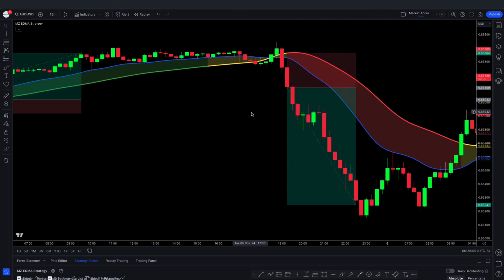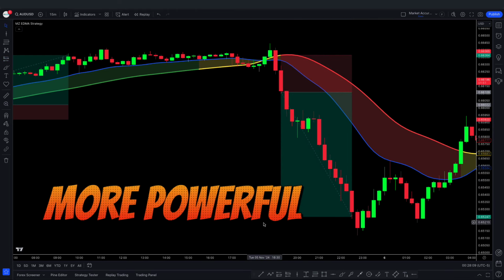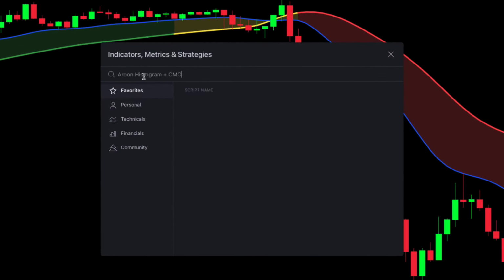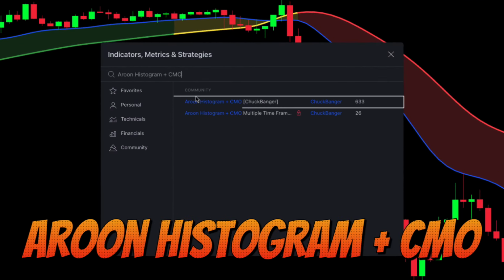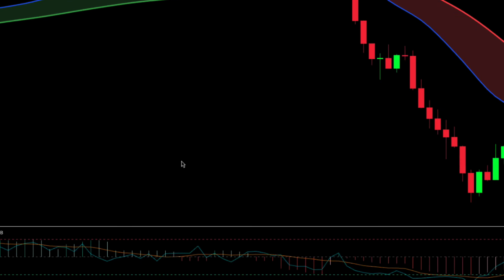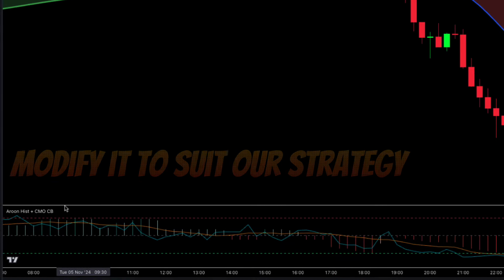Now we will add a second indicator to make this a more powerful strategy. Let's go to the indicator search tab, type Rune Histogram plus CMO, and select this one called Rune Histogram plus CMO, created by Chuck Banger. Now let's access the settings of this indicator so we can modify it to suit our strategy.